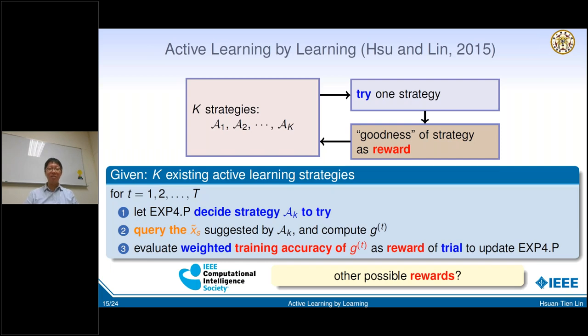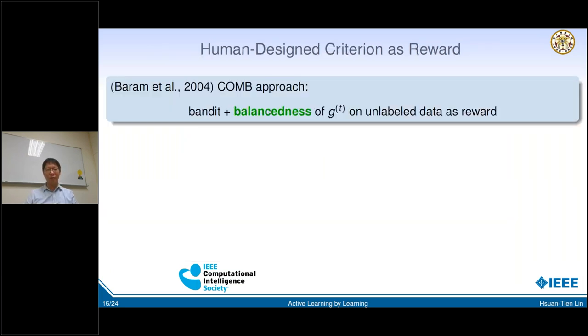Now you may ask, so what you say sounds reasonable. From test accuracy to training accuracy to weighted training accuracy, are there other designs of the rewards? After we finished this work, we traced the literature and we actually found one particular approach back in 2004. So this is a very early approach that's called COM. It also uses a bandit algorithm, but the reward function that it takes is the balancedness of the particular classifier. So balancedness means you use the classifier to predict on the unlabeled data set and see how many positives, how many negatives, and compute a balancedness score. The more balanced the classifier, the more reward you give it.